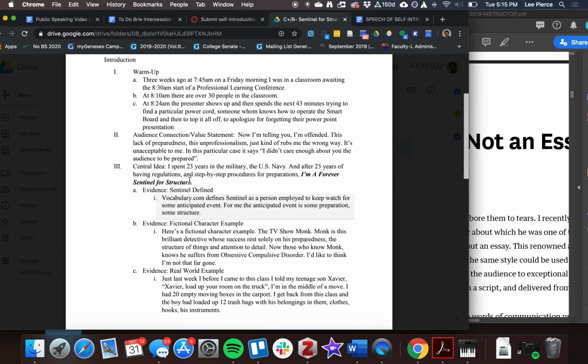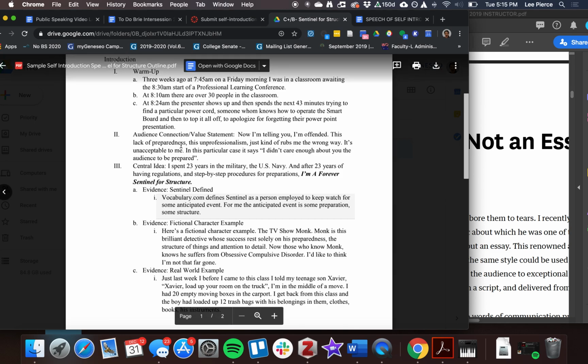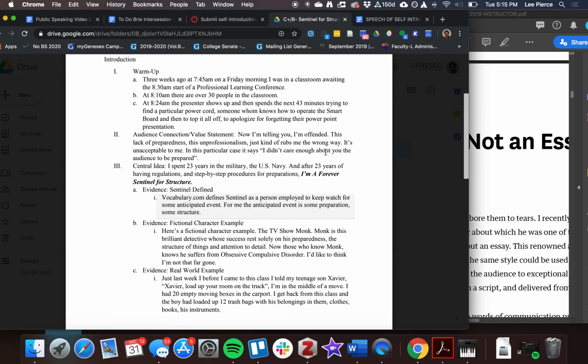Sentinel for structure. And then the audience connection statement is where Jeffrey gets you on board with the theme. So in this case, now I'm telling you I'm offended. This lack of preparedness, this unprofessionalism rubs me the wrong way. It's unacceptable. Now notice what Jeffrey's doing wrong here is it's a lot of me, me, me, me, me. Instead, there should be an audience connection, right? We all blah, blah, blah.